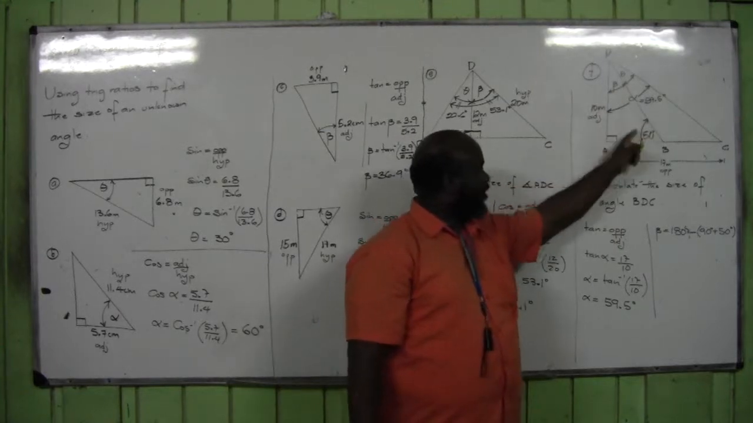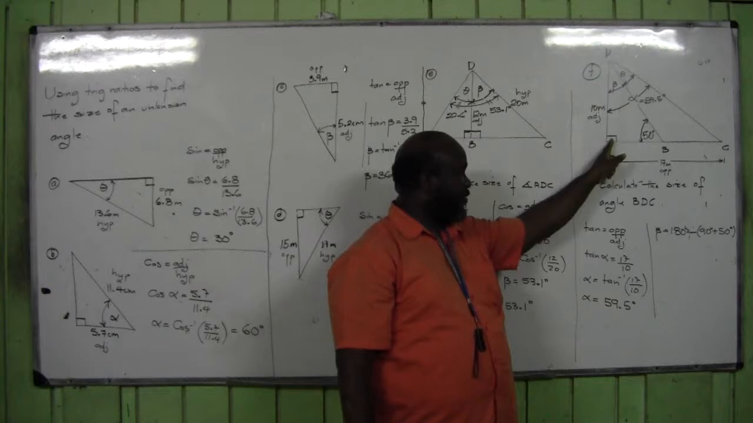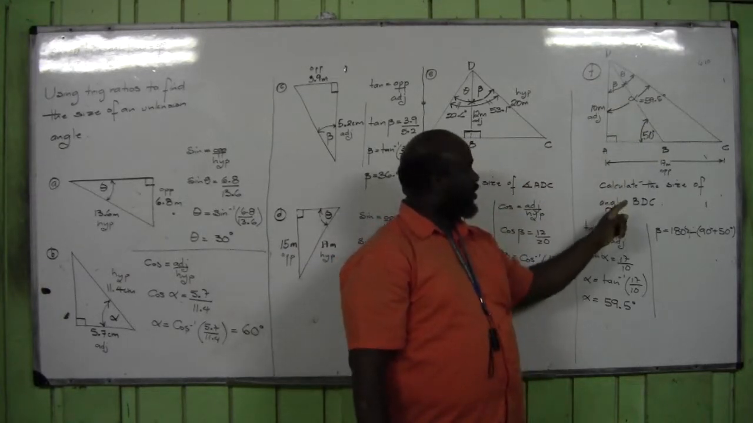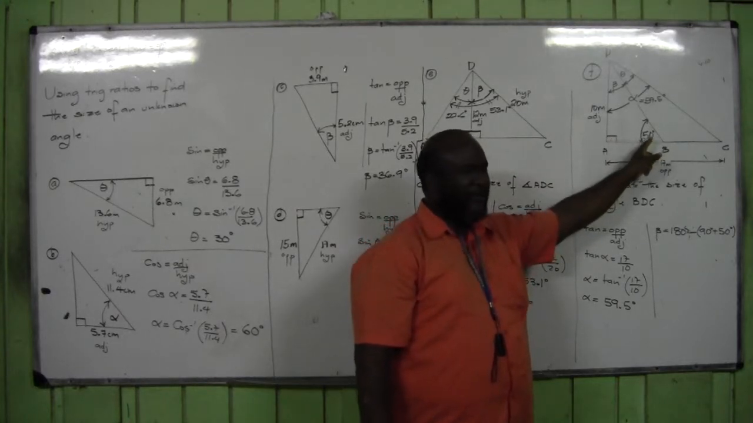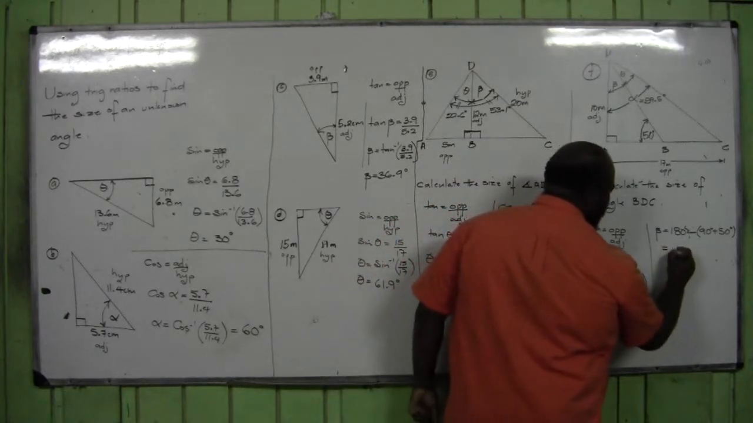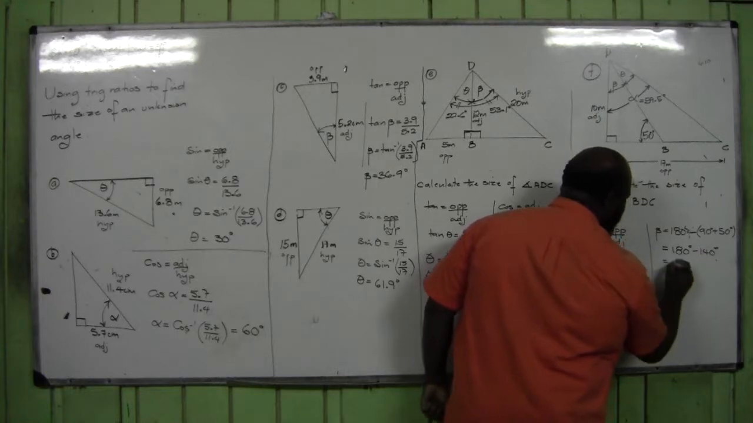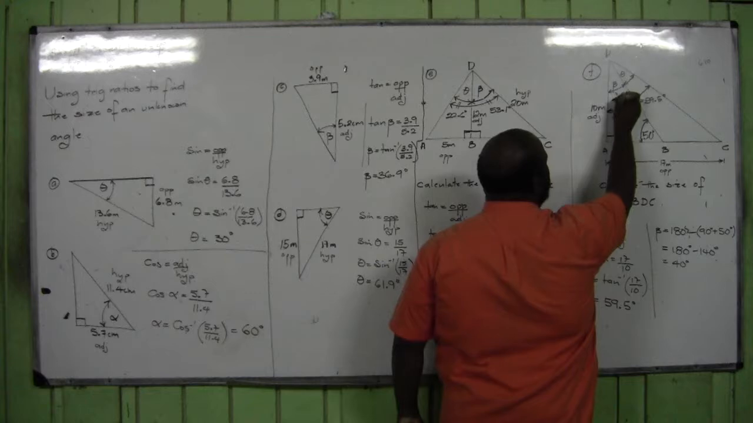The three angles in a triangle must add up to 180. This one is 90. This one is 50. So if I add these and take them away from 180, I get that. It is equal to 180 minus 140. This is 40 degrees. The piece here is 40 degrees.